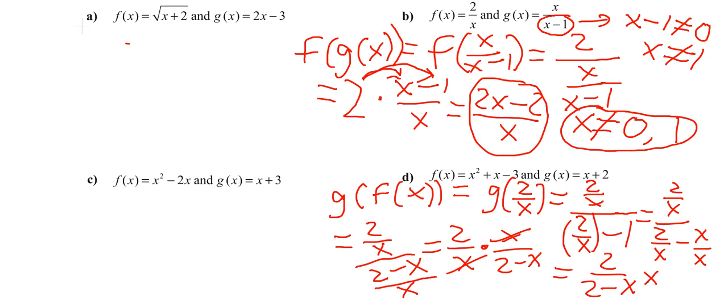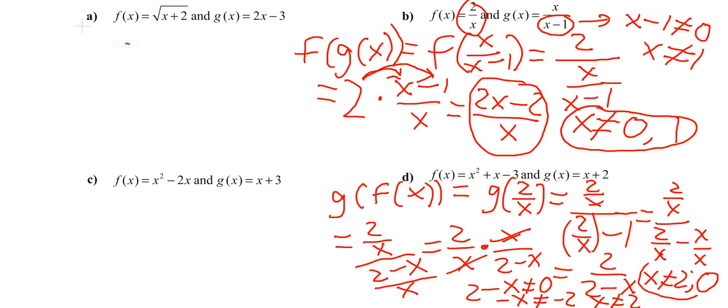And then for the domain, over here, because it's in the denominator, it has to be anything except for 0. So 2 minus x cannot be 0, so negative x cannot be negative 2, which means x cannot be 2. So the domain here cannot be 2, and the domain back in our f of x, the denominator can't be 0, so we put 0 down here. Okay, that's it.